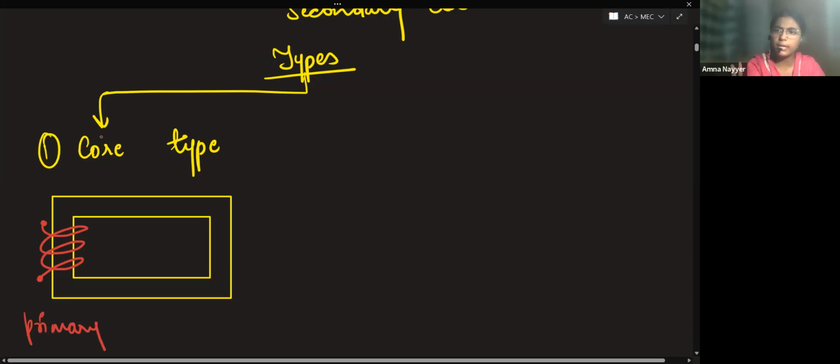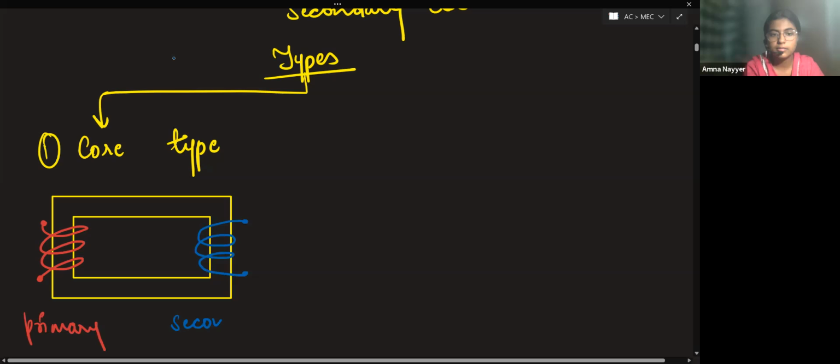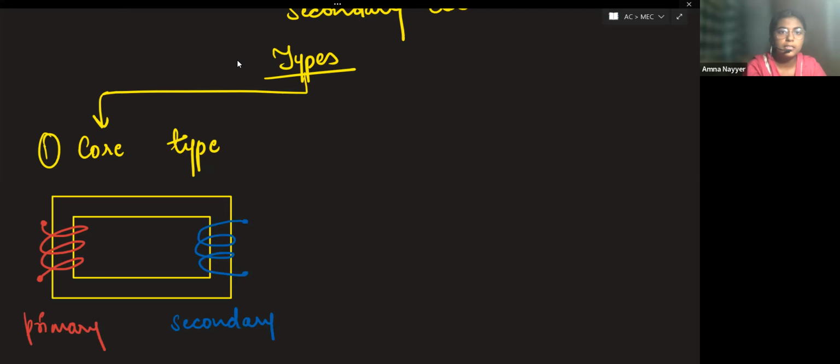At one extreme end, fine. And your secondary coil is wound on a separate bar, on the edge of the soft iron bar. Primary and secondary both are separated, you can see. This is the secondary. Fine. So this is one type of arrangement.